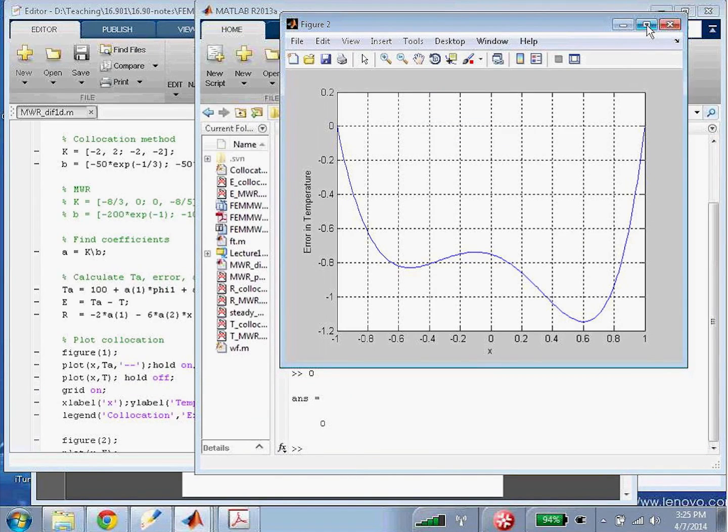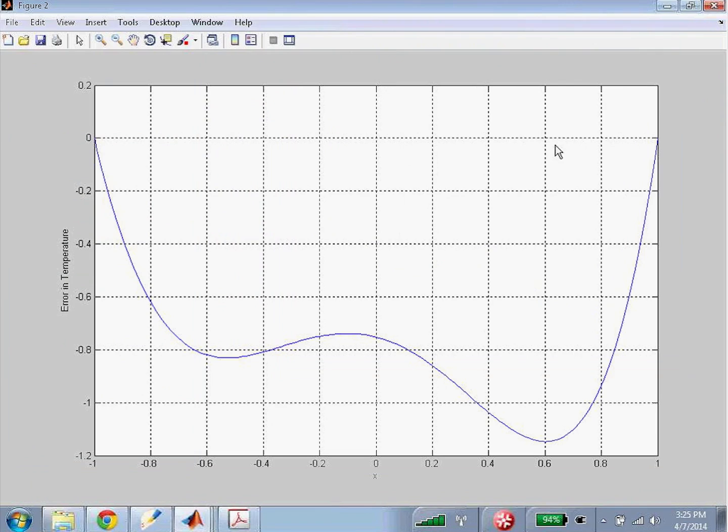So there's a plot of the actual compared to the collocation's approximate solution. Here's a plot of the error. So that's T minus T tilde. We can compute that in this case because we happen to have the exact solution. You can see that the error is 0 on either end, and you could see from the previous plot that the approximate solution was always under-predicting the temperature compared to the exact. So you see here the error being negative.